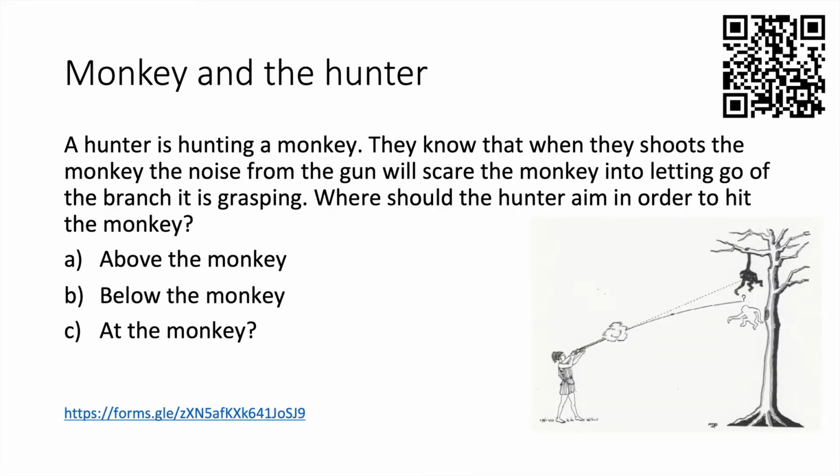Okay, so one final kind of fun problem, the monkey and the hunter. So a hunter is hunting a monkey. They know that when they shoot the monkey, the noise from the gun will scare the monkey into letting go of the branch it is grasping. Where should the hunter aim in order to hit the monkey? Okay, so above the monkey, below the monkey, or at the monkey? Well, the answer is actually at the monkey because the bullet is going to drop at the same rate the monkey drops. So if initially they're aligned, then when the monkey lets go, they're both going to fall at the same rate and the bullet will end up hitting the monkey.